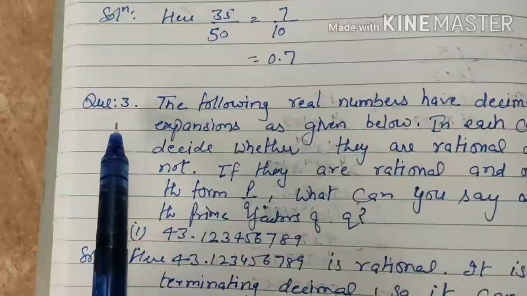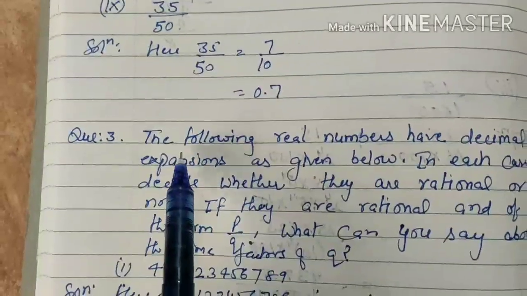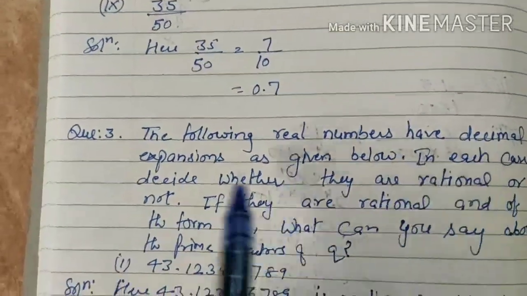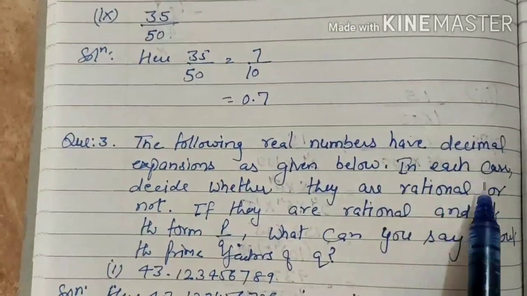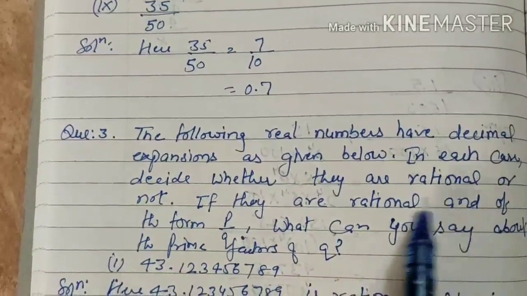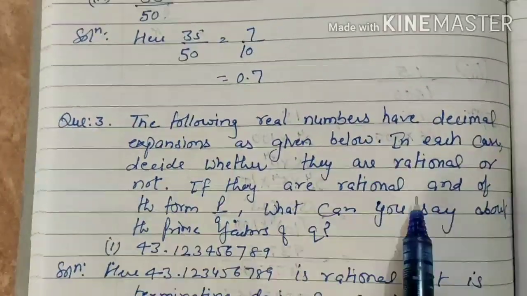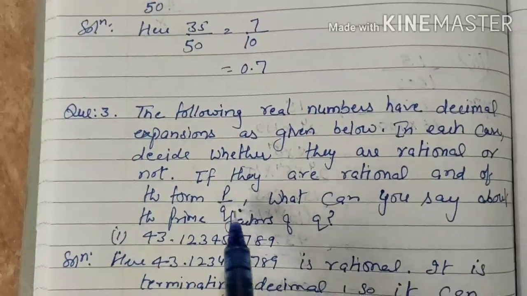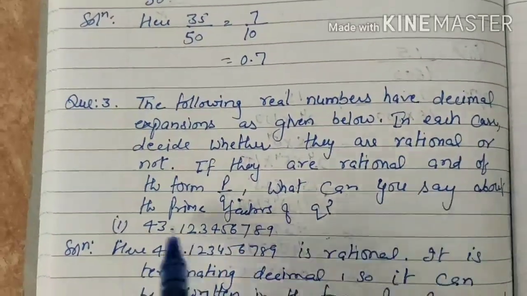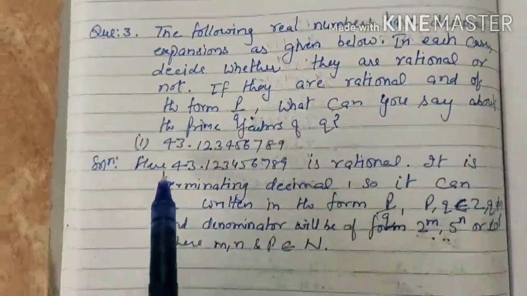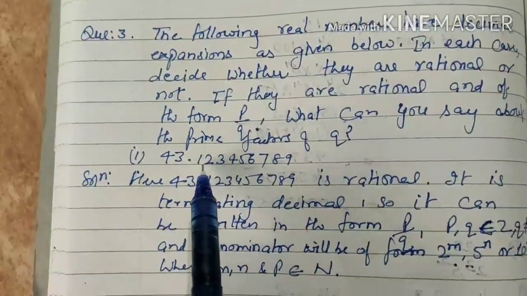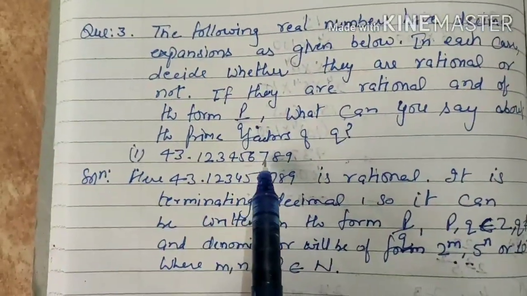So the next question we have question number 3. The following real numbers have decimal expansion as given below. In each case, decide whether they are rational or not. If they are rational, and of the form p by q, what can you say about the prime factors of q? So here in part 1 we have 43.123456789.